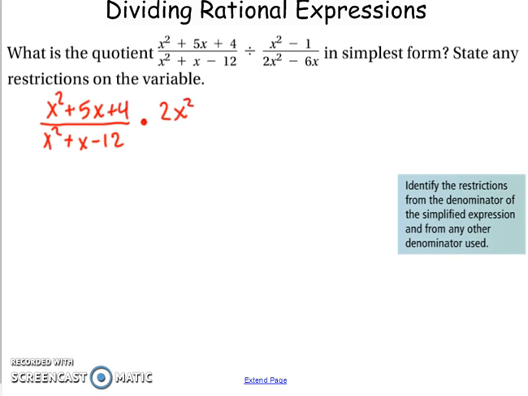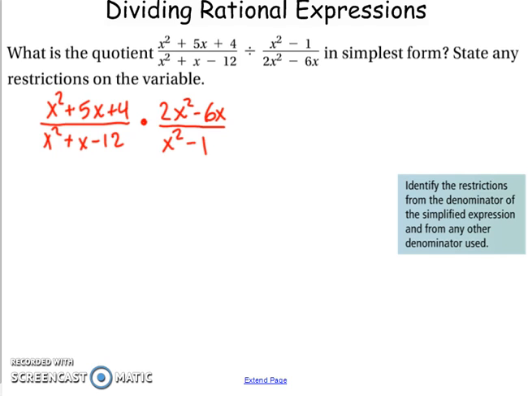So 2x squared minus 6x over x squared minus 1. So keep, change, flip. Keep the first, change the sign, flip the second. Once we have this set up, then it's like a regular multiplication problem that we did previously. So we're going to factor everything.